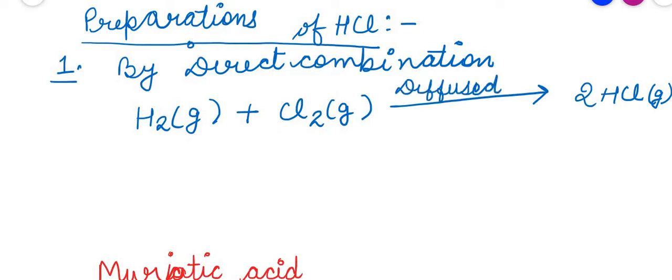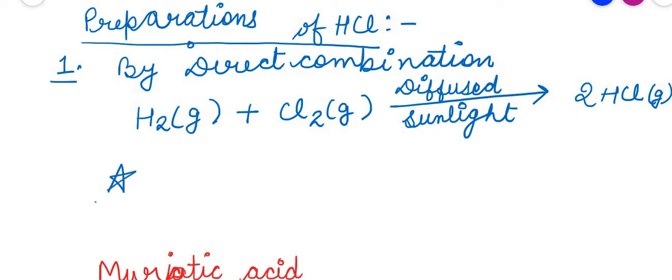What is the meaning of diffused sunlight? It simply means that the presence of sunlight is in a very low amount. You know what diffused means? When you take the reaction mixture and some part of light comes through a curtain or some other space, direct light is not coming.